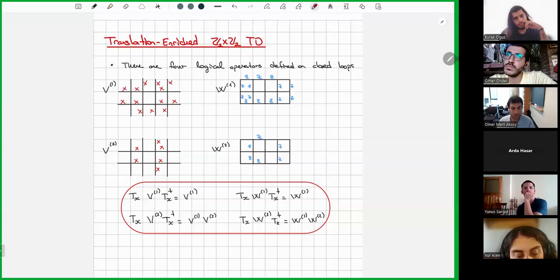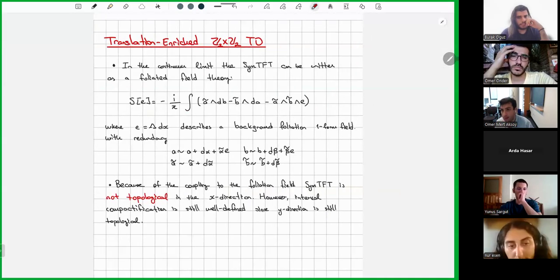So these loop operators have some non-trivial interplay with the translation, which suggests that the anyon operators at the ends of the open strings will also have non-trivial interplay with translation. And that's indeed the case.